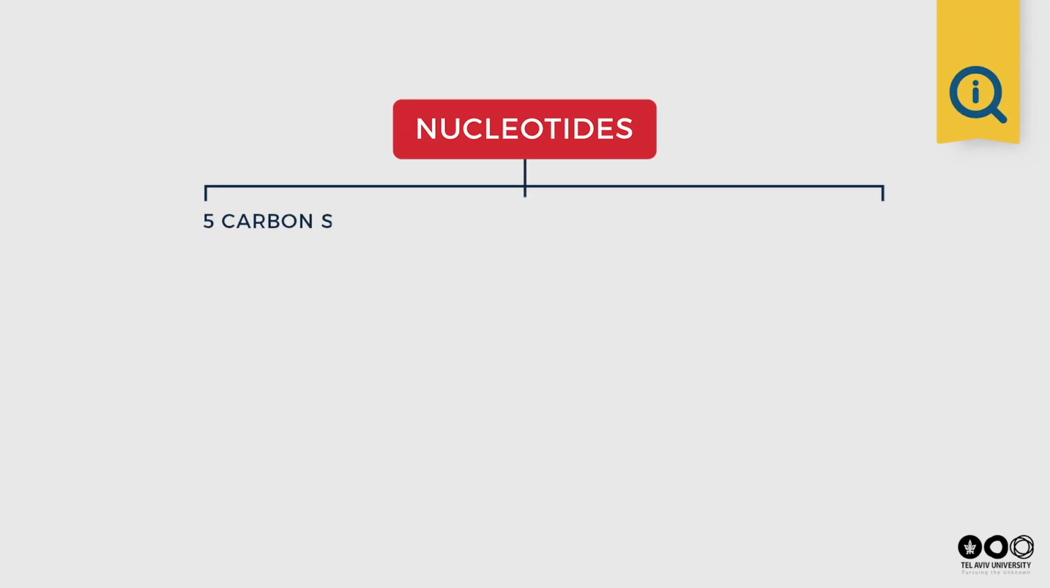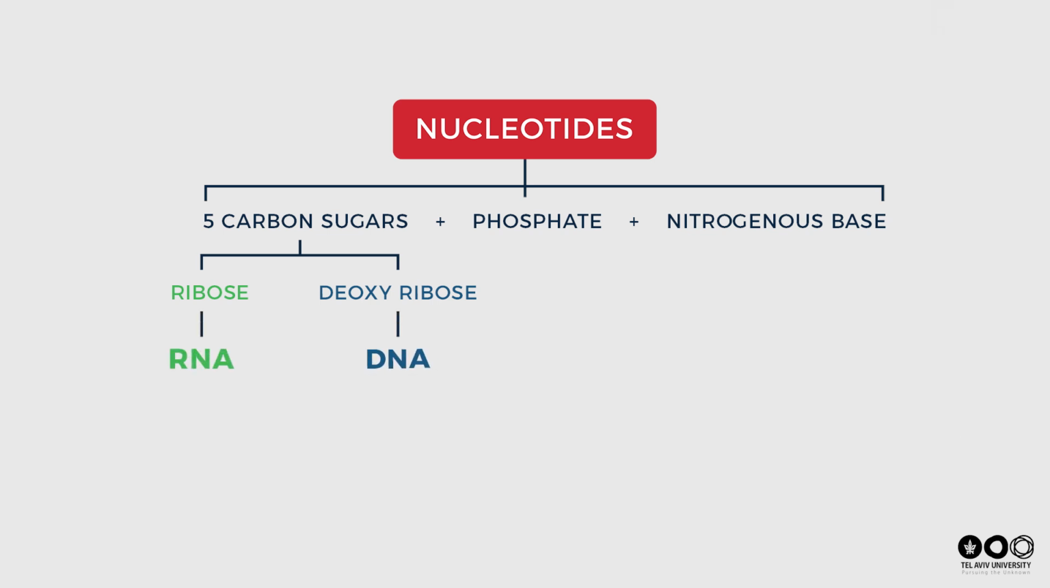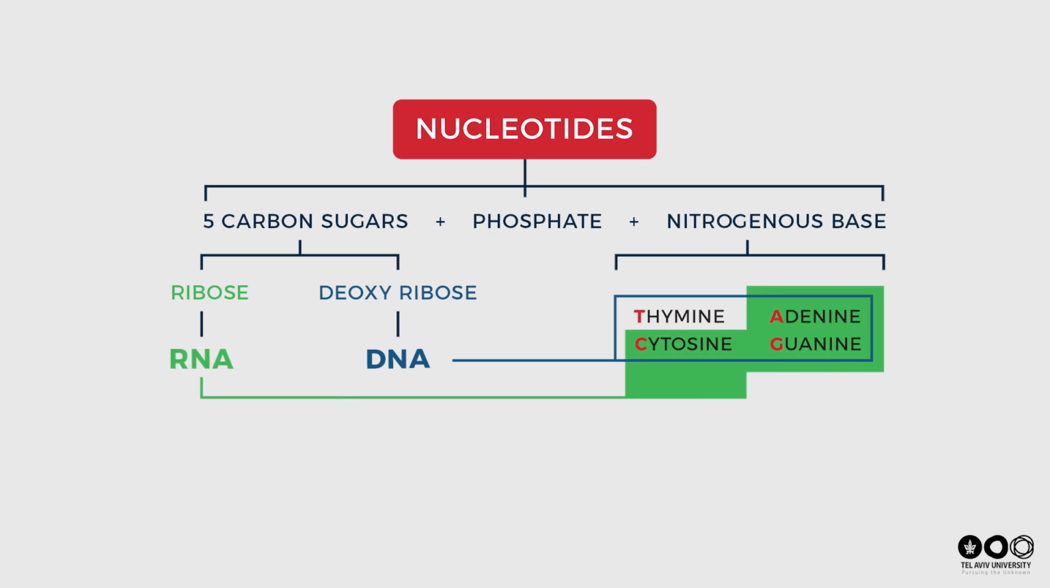The following concept maps further explain the interrelationships between the terms we've just learned. Nucleotides contain 5 carbon sugars, phosphate, and nitrogenous bases. Ribose and deoxyribose are the sugars that make up DNA and RNA. Deoxyribose is the sugar for DNA, and it can bind thymine, cytosine, adenine, and guanine. Ribose is the sugar of RNA, and it can bind adenine, guanine, cytosine, and uracil.